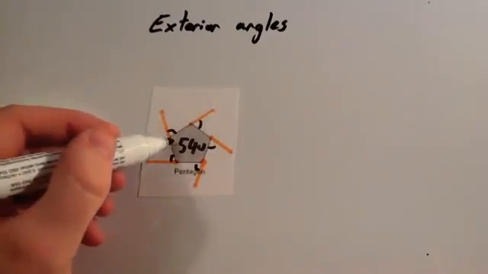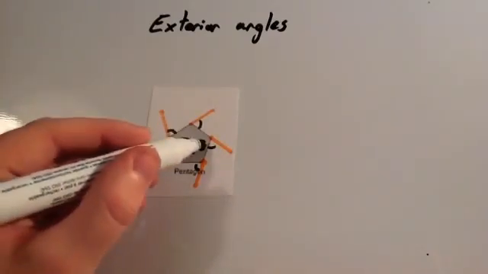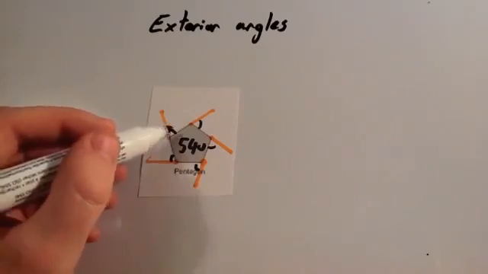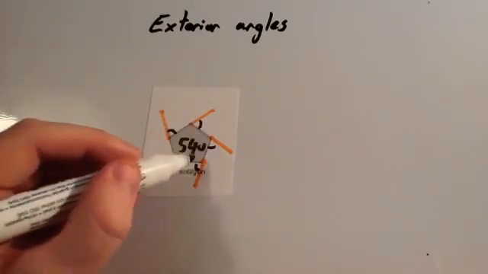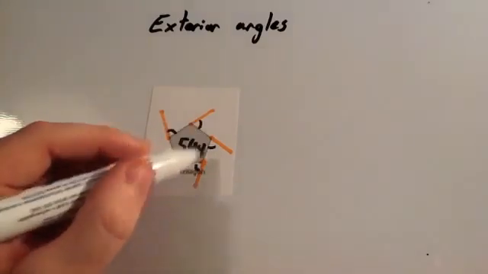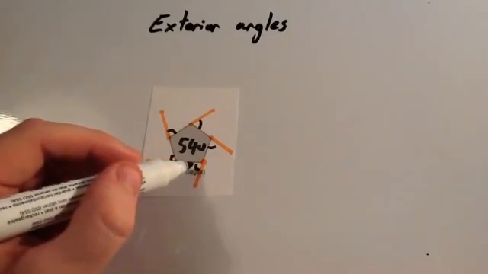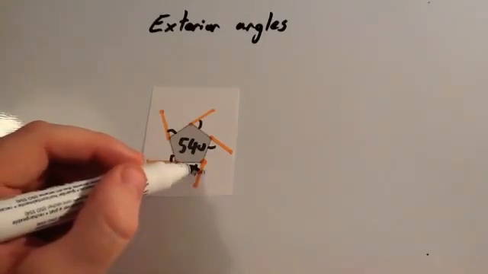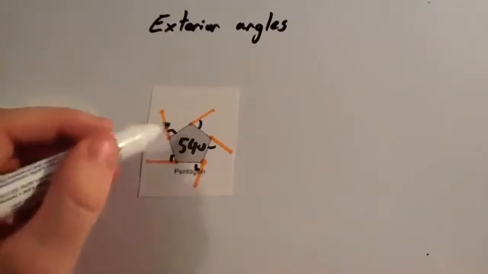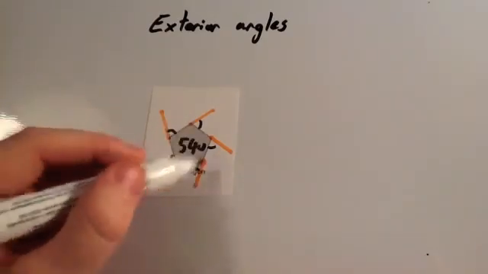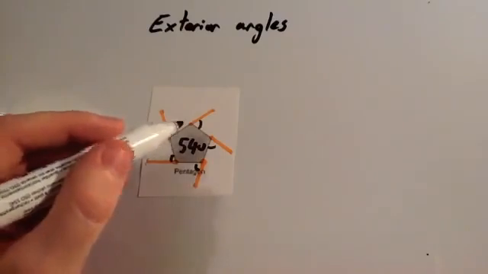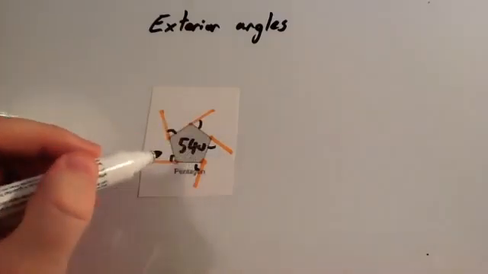So as you know, polygons have interior angles inside the shape. They also have exterior angles. If you carry on the sides and consider the angle between that line and the next side, they're what we call exterior angles. Here's a regular pentagon, and it's got 5 exterior angles.